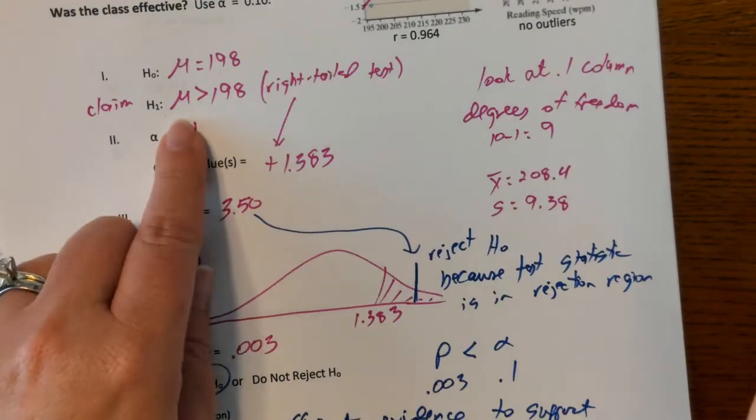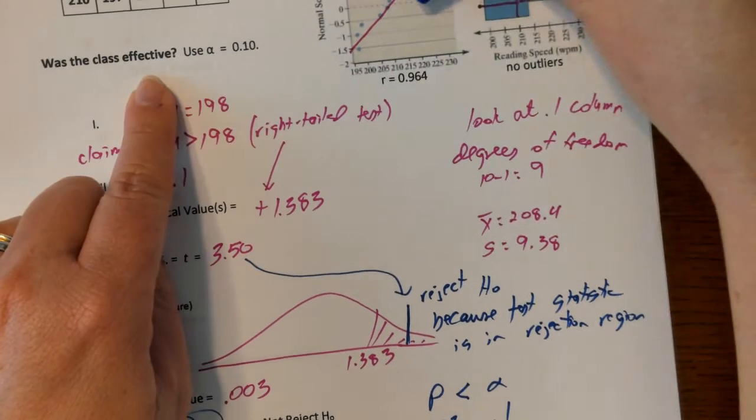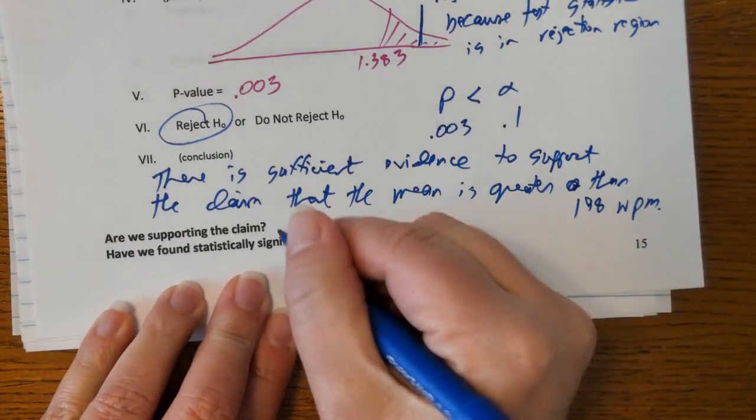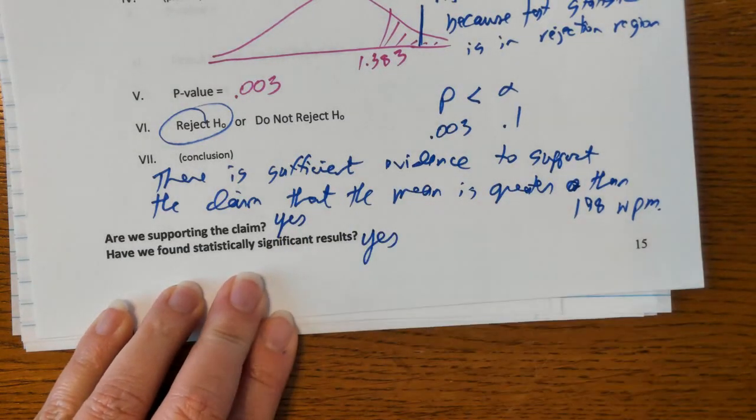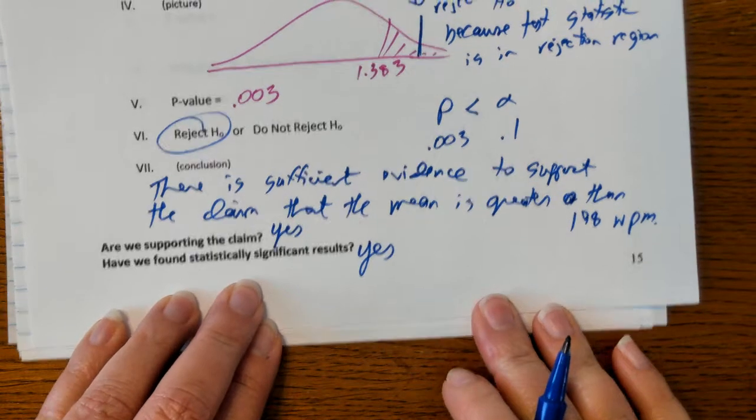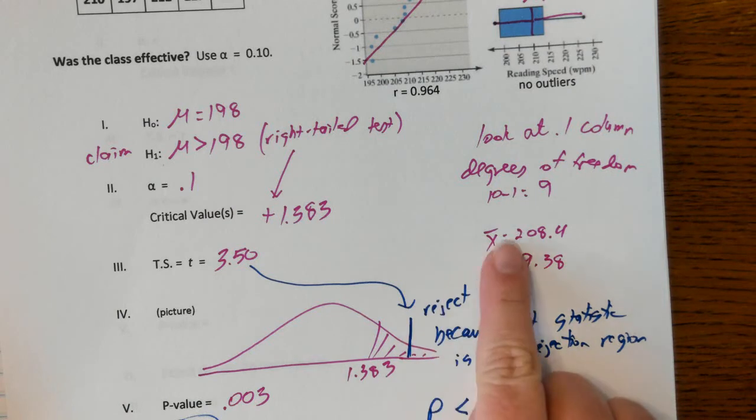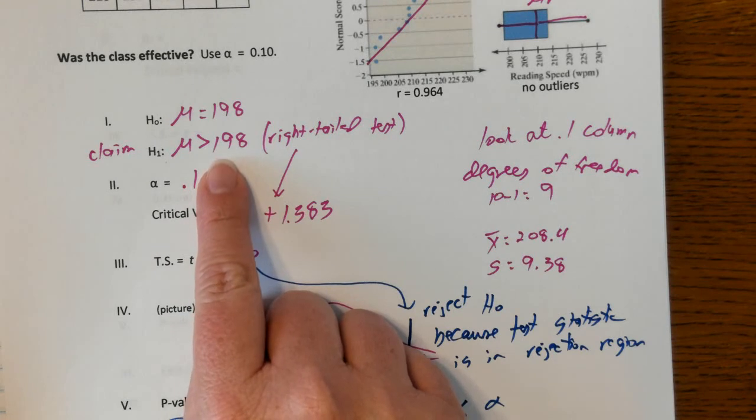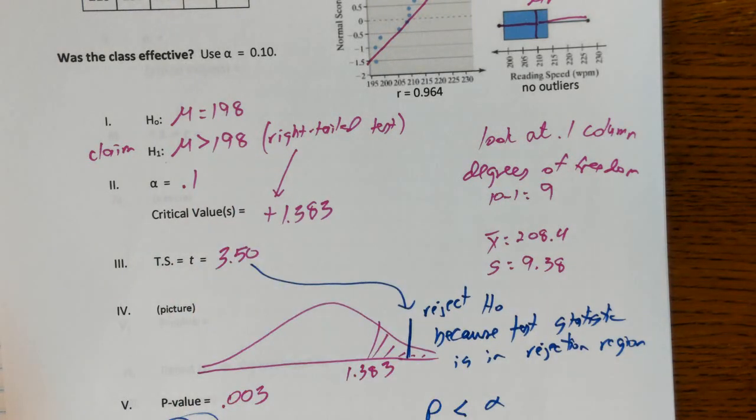Because we are supporting the claim here, that means that class was effective. He did improve his reading time. Okay. So, are we supporting the claim? Yes. Have we found statistically significant results? Yes. Now, one thing I would look at, his average words per minute were 208. 208 is about 10 above the mean of 198. We could debate whether that's enough improvement to be of practical significance. Maybe it depends on how much reading he does and that sort of thing. So we could debate that. But it does seem more significant than the 18 seconds or whatever it was in the traffic light example previously.